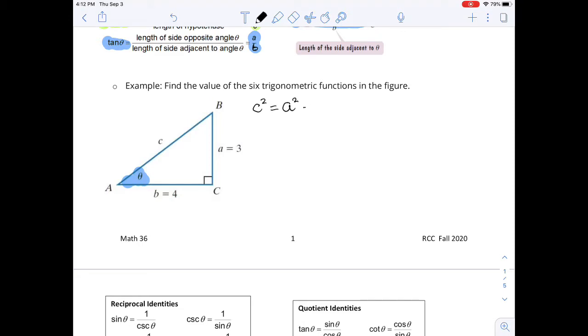Hypotenuse squared equals one leg squared plus another leg squared. So C squared is equal to A is 3, so 3 squared plus 4 squared. So we have 9 plus 16, C squared is 25. So C is square root of 25, which is 5.